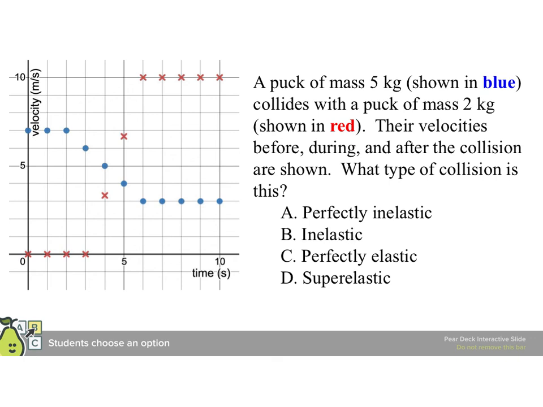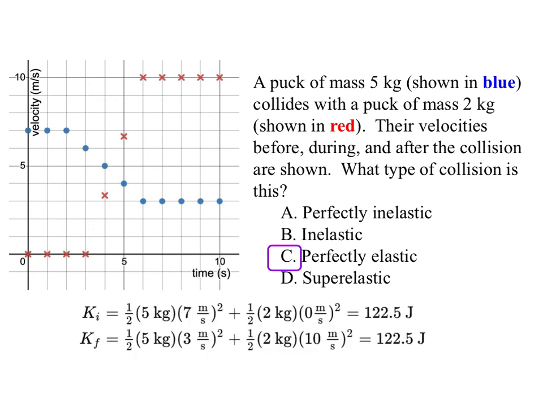All right, a puck of mass 5 kilograms, shown in blue, collides with a puck of mass 2 kilograms, shown in red. Their velocities before, during, and after the collision are shown. What type of collision is this? There really isn't much we can do other than grind out the kinetic energies, so that's what we'll do. I'll do it on the next screen. When we grind out these kinetic energies, we find that the first one has 122.5, and after collision is also 122.5, so this is a perfectly elastic collision.